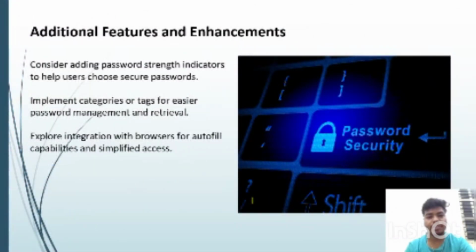Additional features and enhancements. Consider adding password strength indicators to help users choose secure passwords. Implement categories or tags for easier password management and retrieval. Retrieval is getting back anything from somewhere. Explore integration with browsers for autofill capabilities and simplified access.